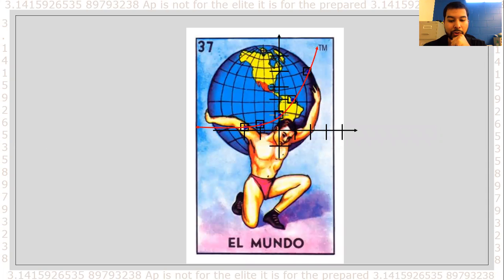I do have a meme for you guys, so El Mundo, and I was fixing the asymptote so you can go ahead and see it.